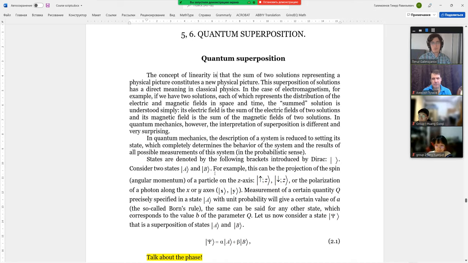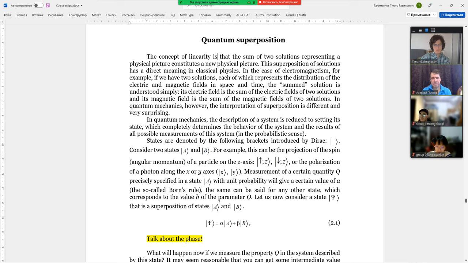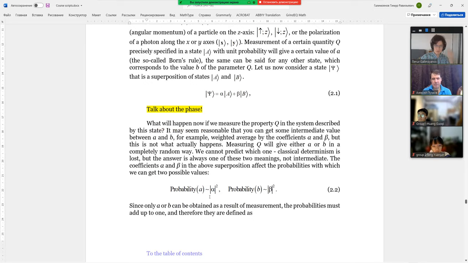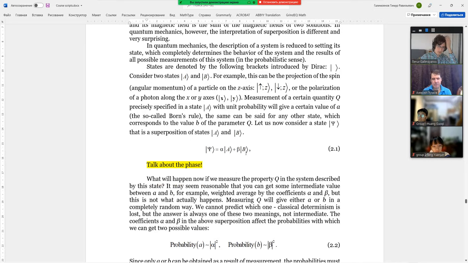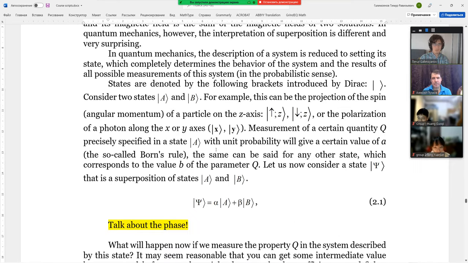We already spoke about the superposition concept. And what was the superposition? Superposition was a concept according to which, let's say we have a two-level system. So the state.